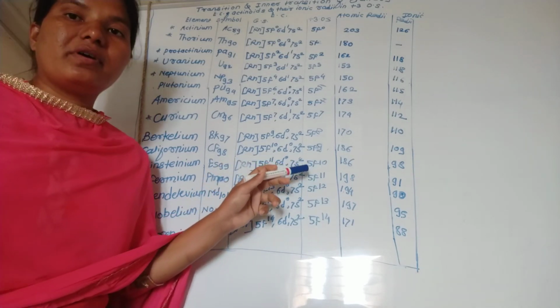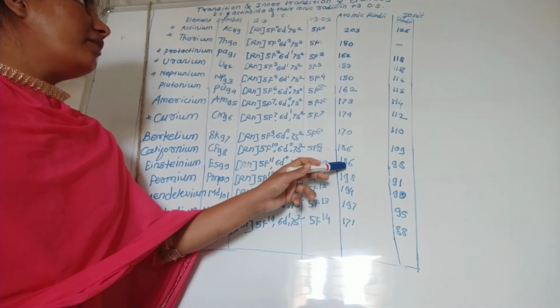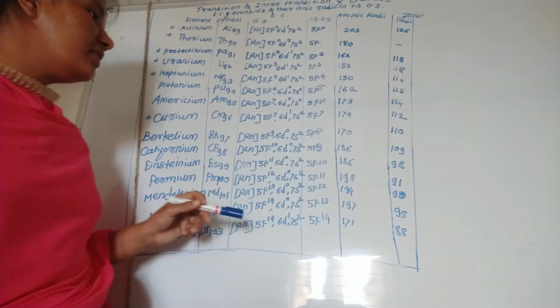That's why the f orbital contains only 10 electrons. Its atomic radii is 186, ionic radii is 98.